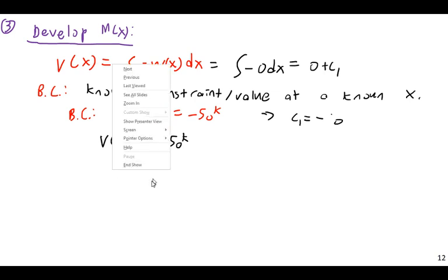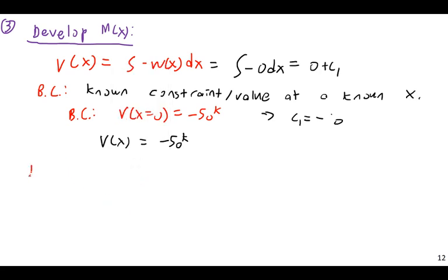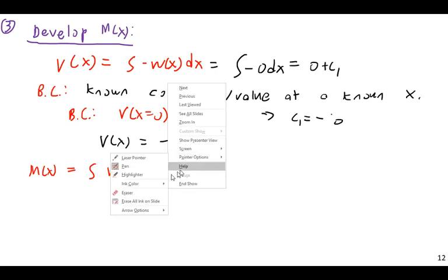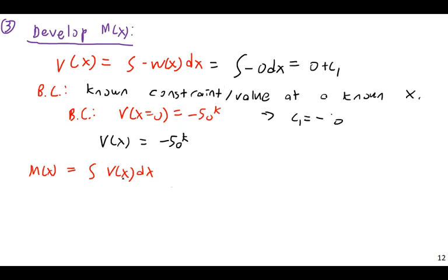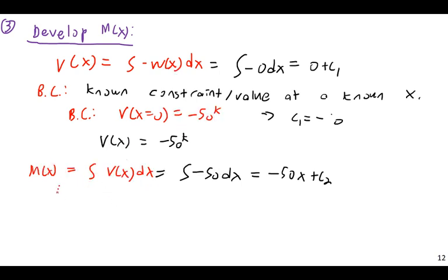Then I can say my moment relationship with shear again is M as a function of x is equal to the integral of V of x dx, and we can just take the integral of this. Negative 50 dx is equal to negative 50x plus C2. Now I have some boundary conditions, and I actually have two I could use, depending on which one we feel is more convenient.